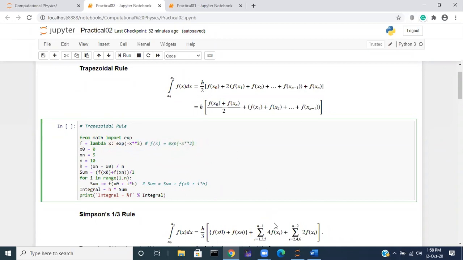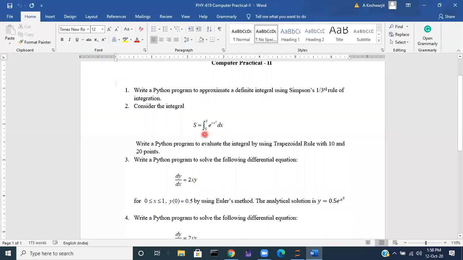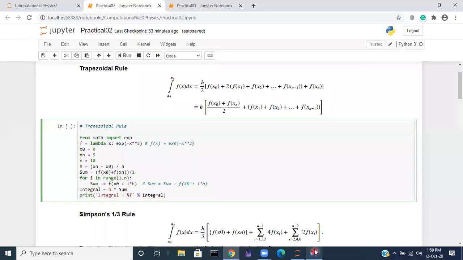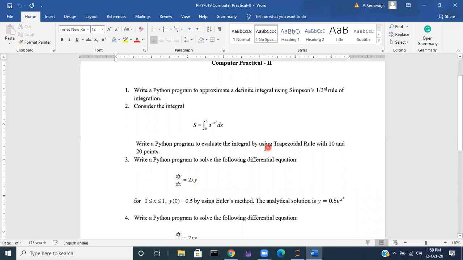Now in our question, the lower limit is 0 and the upper limit is 5. So x0 is 0 and xn is 5. The question is: write a Python program to evaluate the integral by using the trapezoidal rule with 10 points and 20 points.